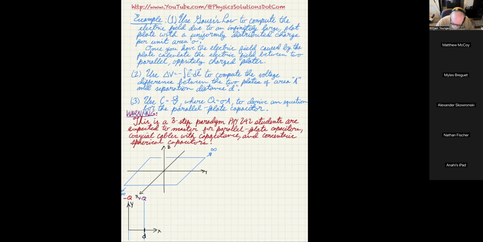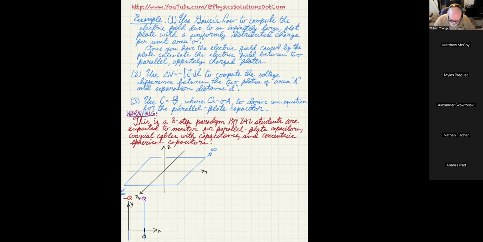It says use Gauss's law to compute the electric field due to an infinitely large flat plate with a uniformly distributed charge per unit area, sigma. So notice the wording, notice the symbols I've used, that sort of stuff. Once you have the electric field caused by the plate, calculate the electric field between two parallel oppositely charged plates. That step one, using Gauss's law, is the main step of the paradigm. Computing the electric field between them is just extra that you have to do for parallel plate capacitors.